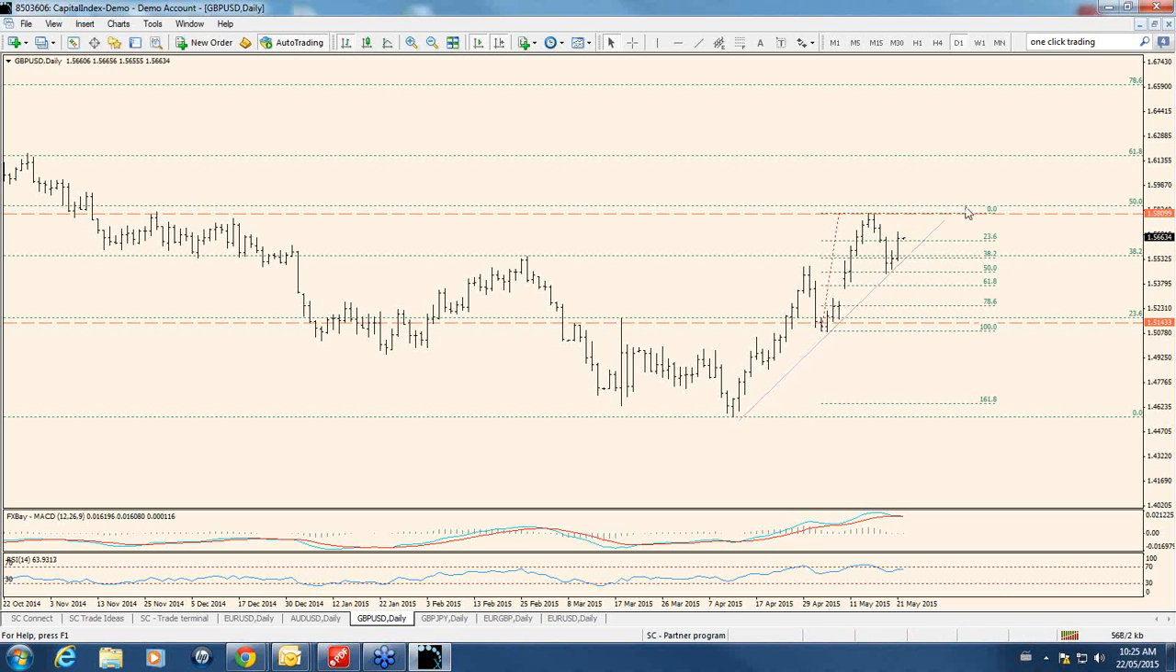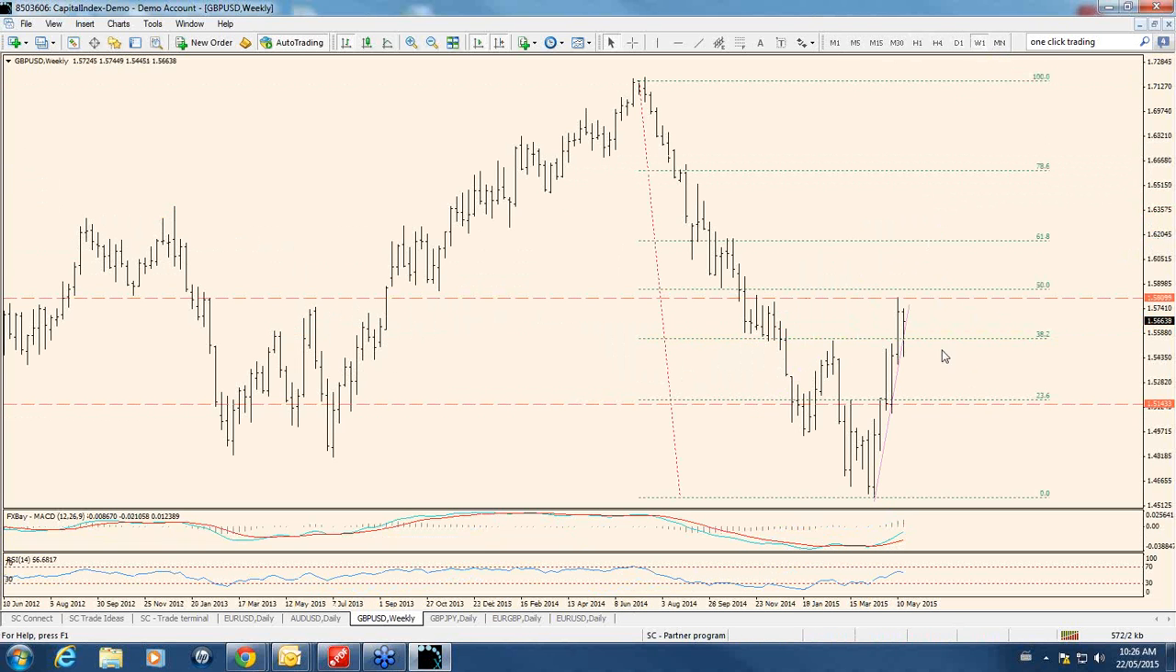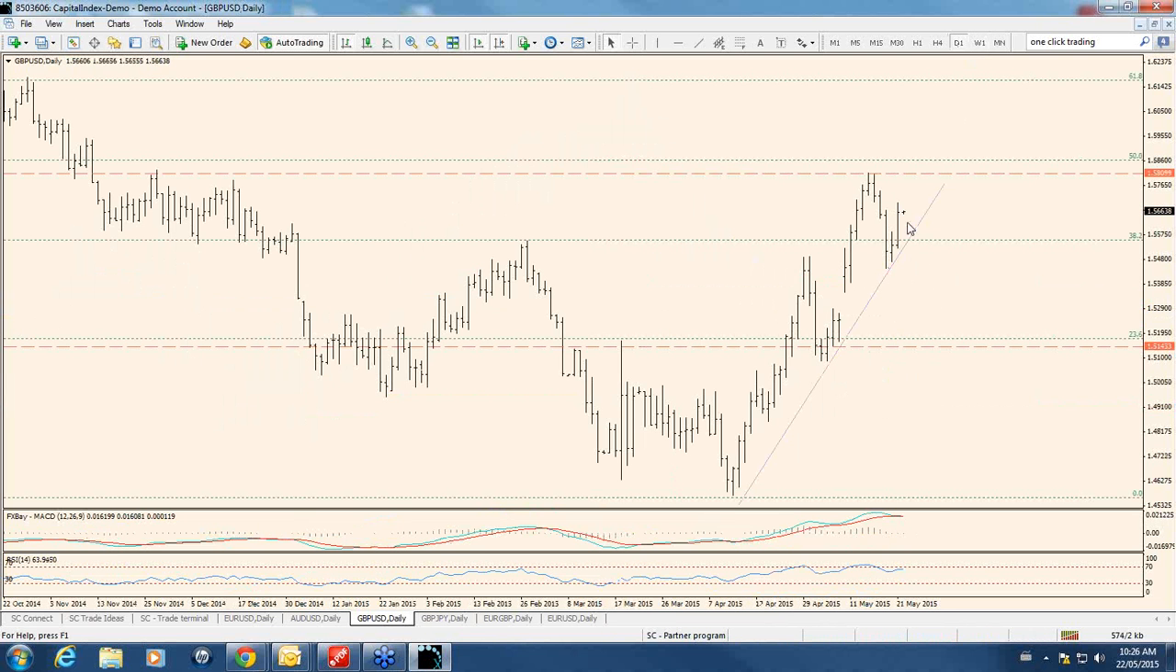However, we've got this strong horizontal up here, so there is not that much room to move up. Unfortunately, the pound tends to have a lot of horizontal levels, so we need to deal with that the best we can. Yeah, but this is potentially a good entry, although this is a large bar.